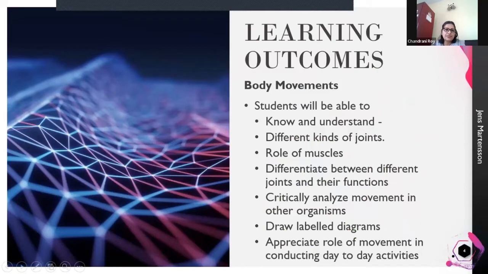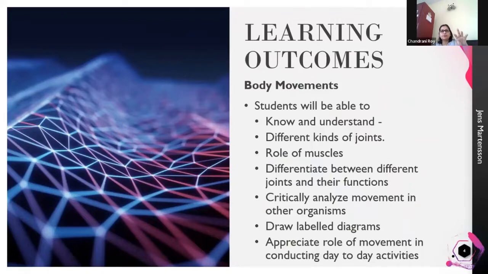So the learning outcomes, whenever we look at a chapter, we always have to design the learning outcomes and proceed accordingly. We also stop and cross-check whether our learners are achieving the learning outcomes and we are reaching our objectives. So for body movements in this chapter, I have just jotted down a few of them. You are very welcome to add to the list.